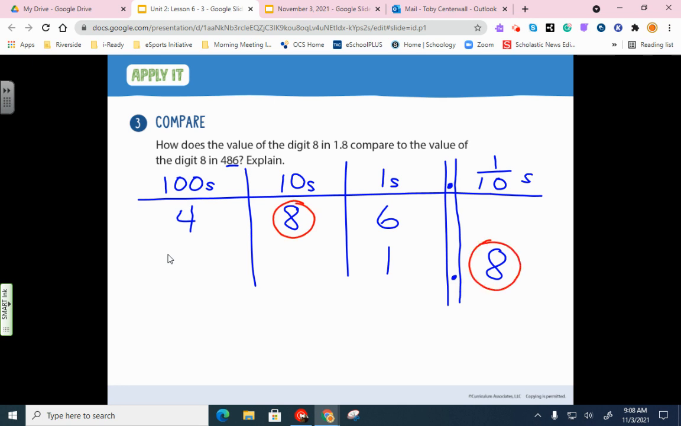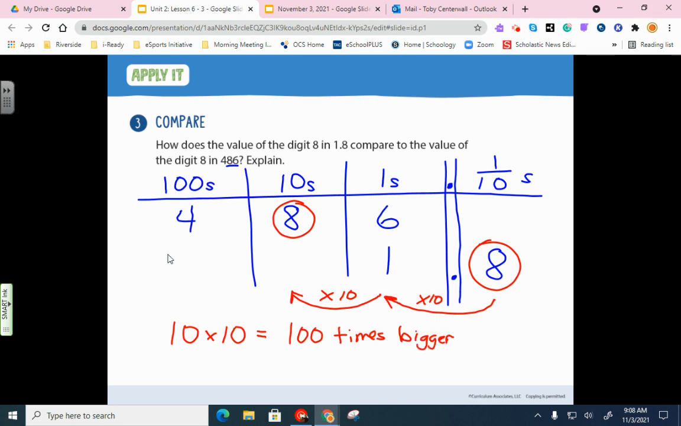Now, we've talked so far about the fact that if they're one place from another, that's 10 times bigger. But what happens if it's two spaces away from each other? So what we have to do is do 10 times 10 equals 100 times bigger. So again, keep that in mind. If each space is 10, we just keep multiplying the tens. So the 8 in 486 is 100 times bigger than the 8 in 1.8.